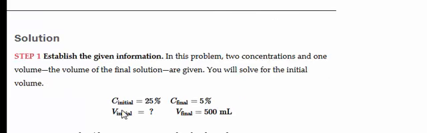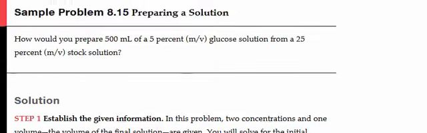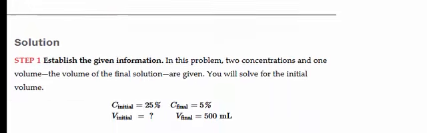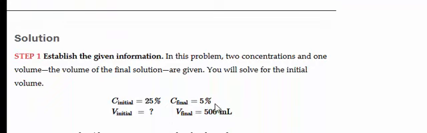So the first thing you always want to do with these types of problems is identify what variables you're given. We are given a stock solution that is 25%, and then we're also told that we want to end up with a 5% concentration and a final volume of 500 milliliters. So once we identify these variables, we see that we're missing our initial volume. So that's what we're going to solve for.